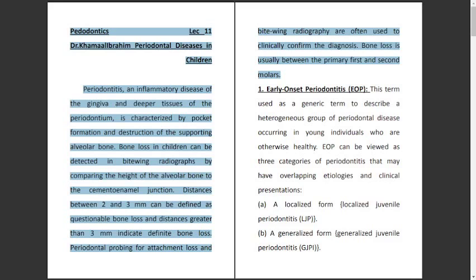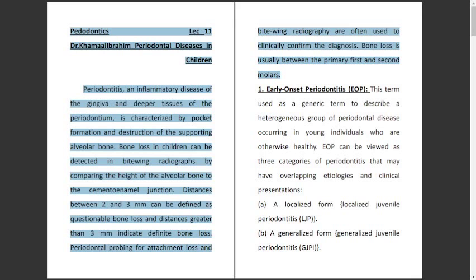Periodontal diseases in children. Periodontitis, an inflammatory disease of the gingiva and deeper tissues of the periodontium, is characterized by pocket formation and destruction of the supporting alveolar bone. Bone loss in children can be detected in bite wing radiographs by comparing the height of the alveolar bone to the cementoenamel junction. Distances between 2 and 3 mm can be defined as questionable bone loss, and distances greater than 3 mm indicate definite bone loss.